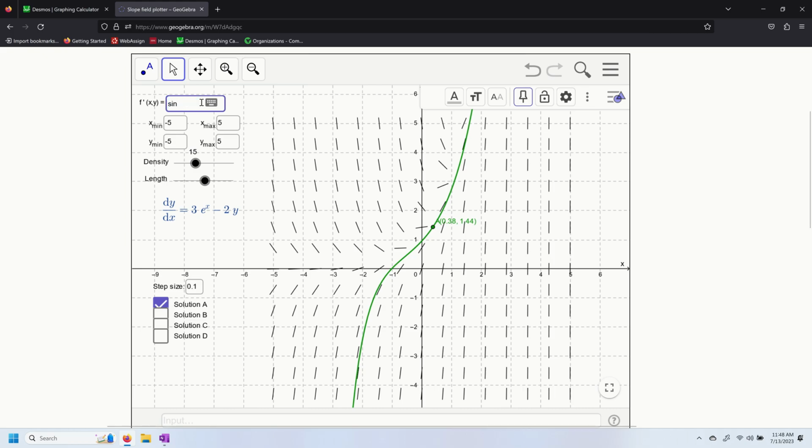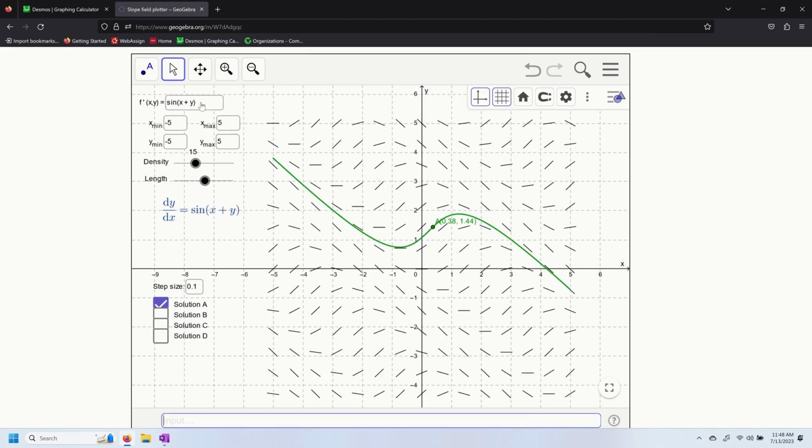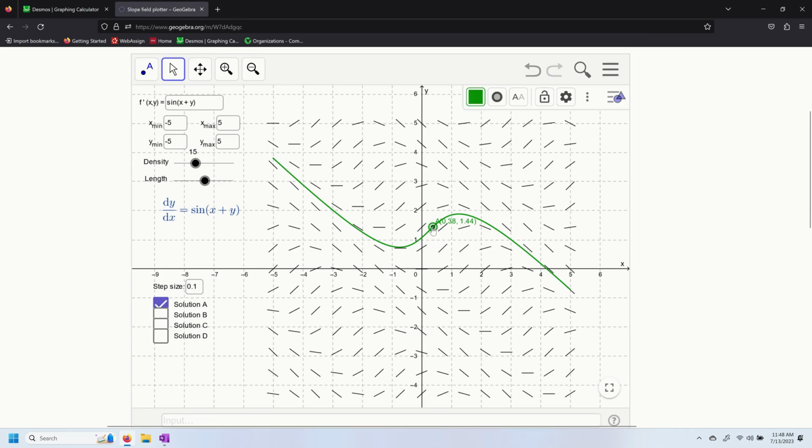I think it's sine of x plus y. I think I like that one. Yeah, this one's kind of neat. All right. And you can see here that when I change my initial value, you can see how that curve changes. And the closer and closer you get down here, the closer it becomes a straight line.